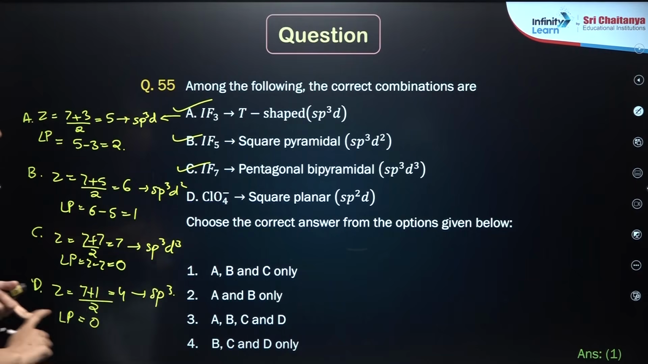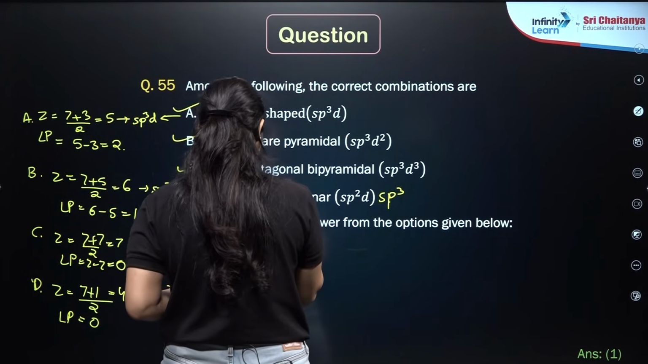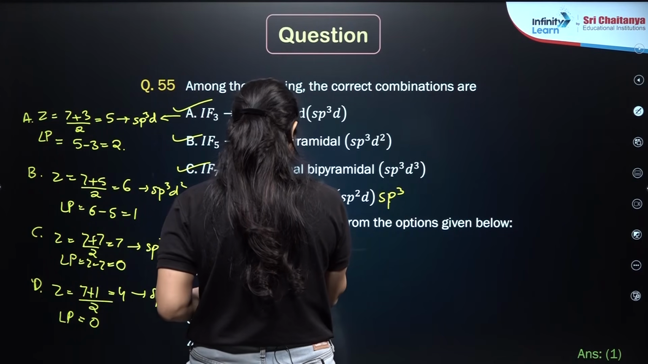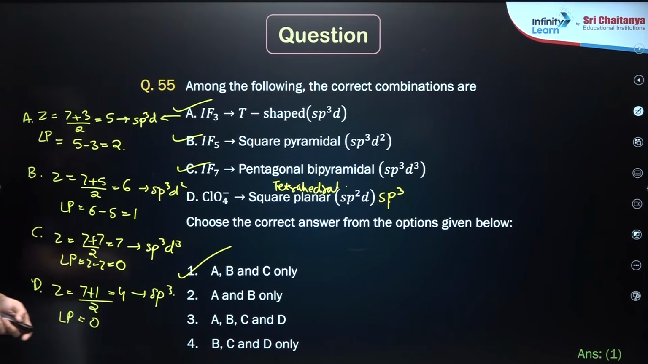And that is why it is sp3 and tetrahedral. So the last one is correct. Correct answer is A, B and C only.